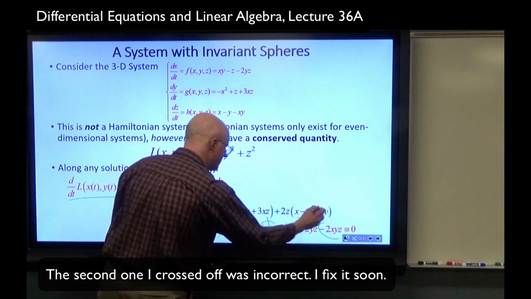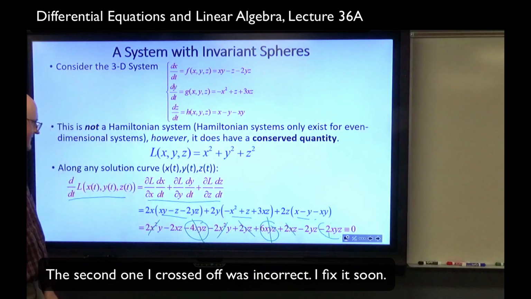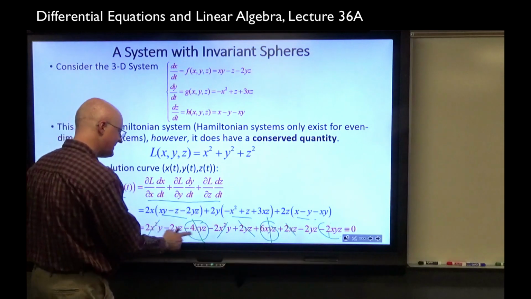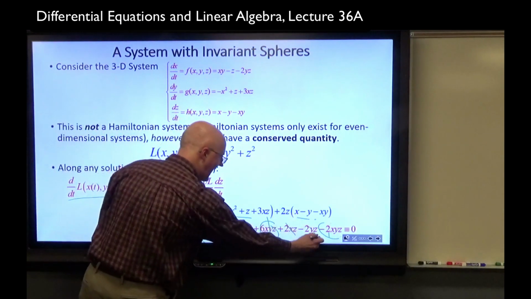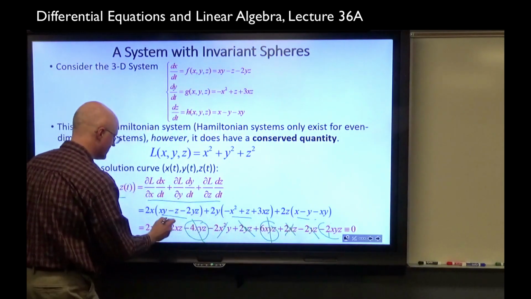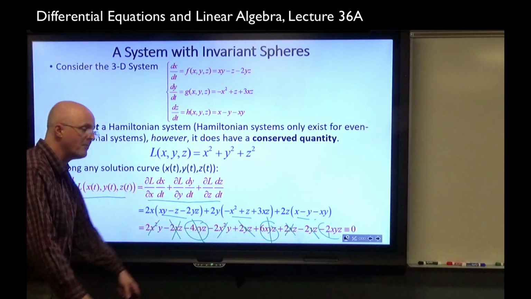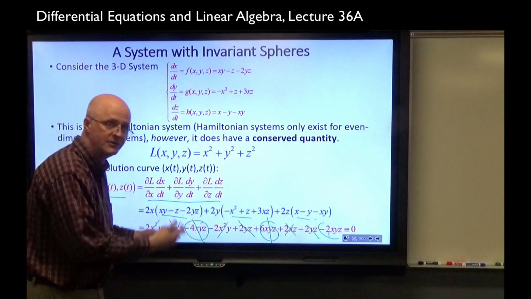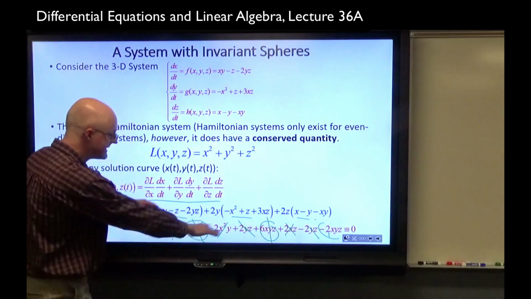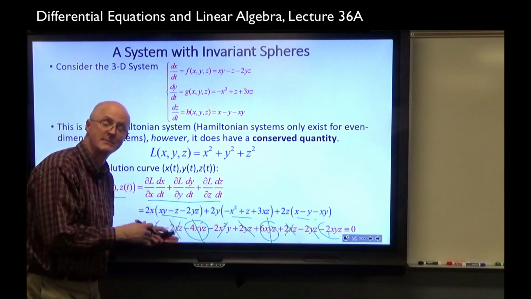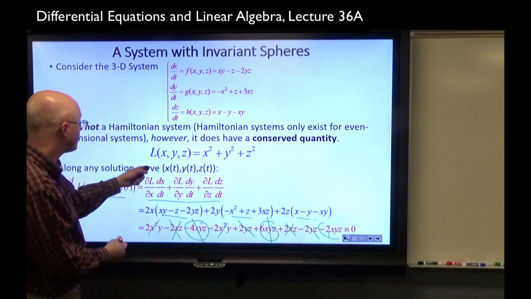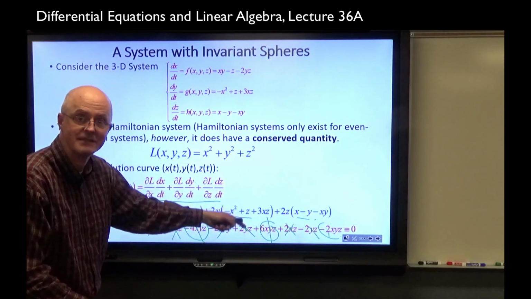They all cancel. And finally, oops, I made a mistake. This cancels with that. This cancels with that. Everything cancels to 0, no matter what point you're at, and so therefore also no matter what t is. There's a t in the background in these calculations. I'm not explicitly putting it in there because I don't know the formulas for x of t, y of t, and z of t. That's why.